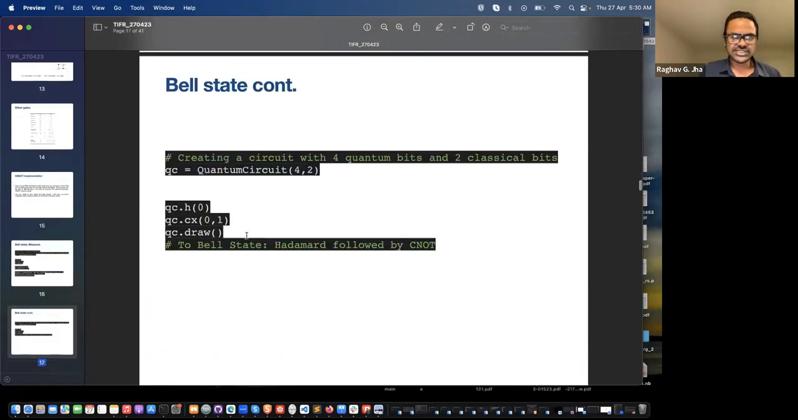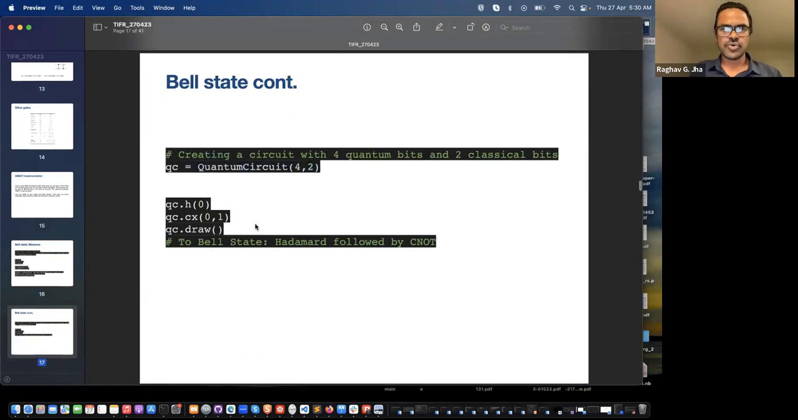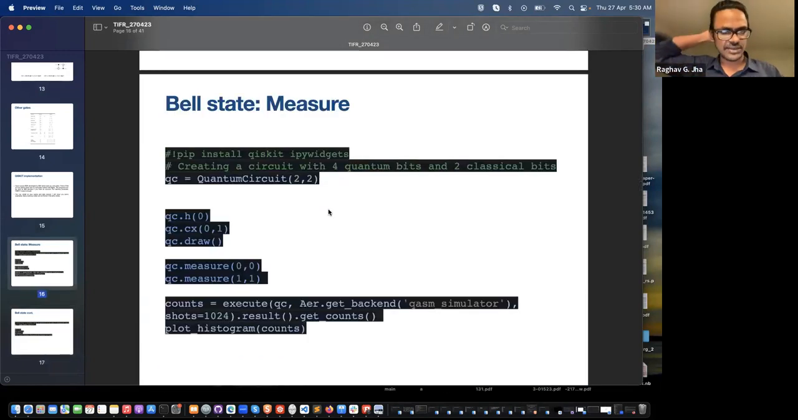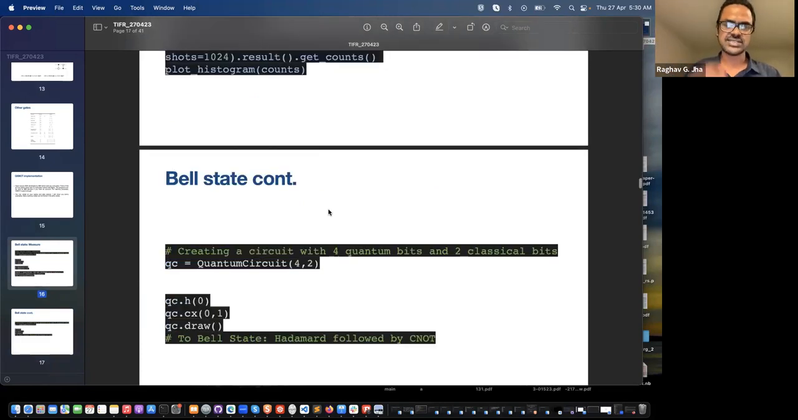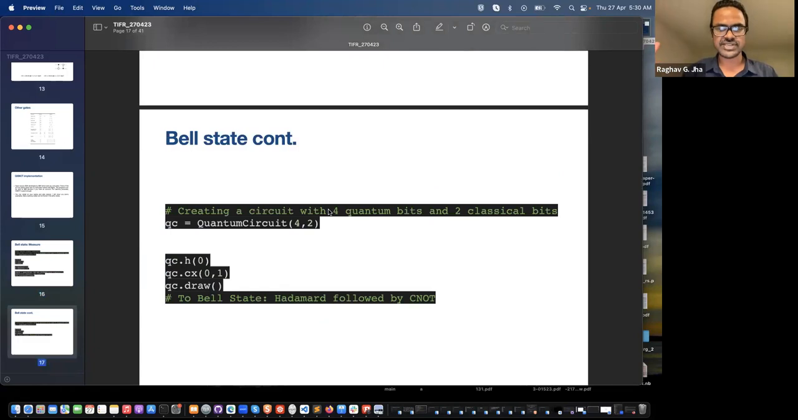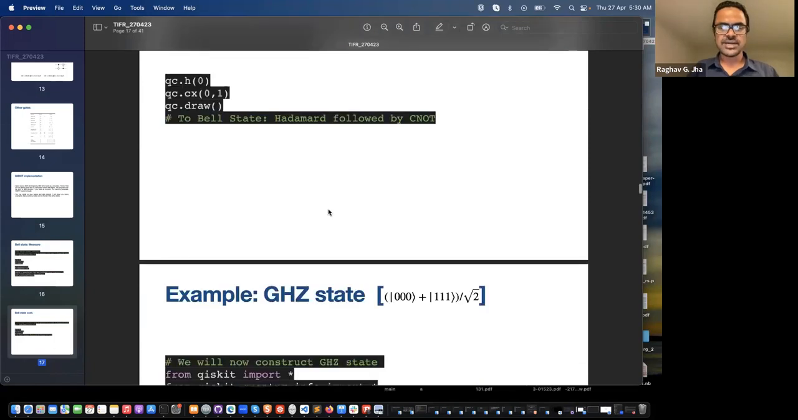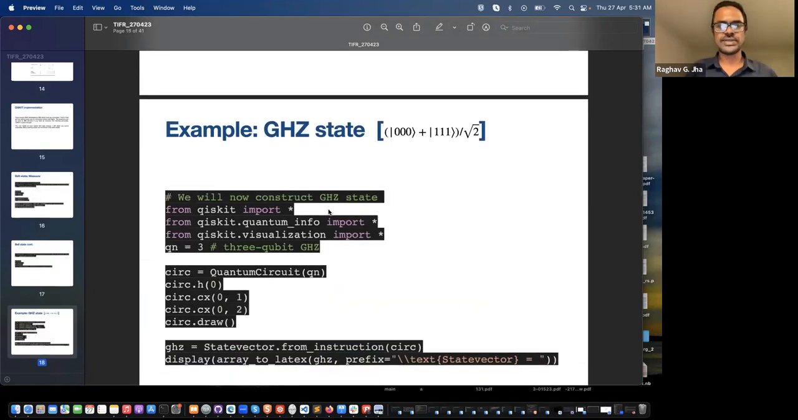Okay, so this is all I've already covered in both of these slides. I've shown you how to create a Bell state using Qiskit. I have shown you how to measure it such that you get 0, 0 half of the time and 1, 1 half of the time within some error, obviously. But there's something else we can do. There's a very famous state in quantum mechanics known as the GHZ state. The GHZ state is an entangled state of 3 qubits.